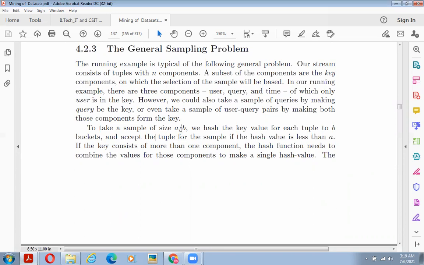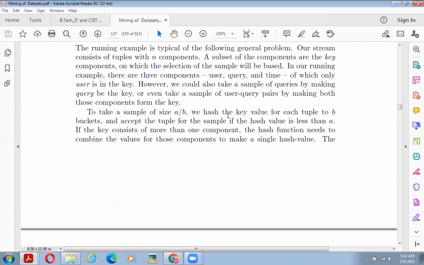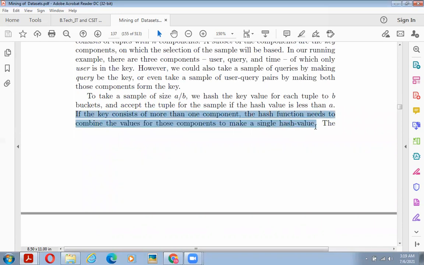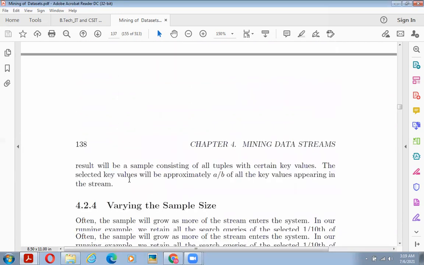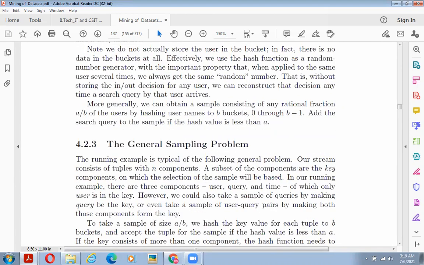To take a sample of size a by b, we hash the key value of the tuple to b buckets, as we understood in the previous general analogy, and accept the tuple for the sample if the hash value is less than a, that is 0. If the key consists of more than one component, the hash function needs to combine the values of those components to make a single hash value. The result will be a sample consisting of all tuples with certain keys. So the key values selected will approximate a by b of what appears in the stream. That is again an explanation of this fact that we got in general.